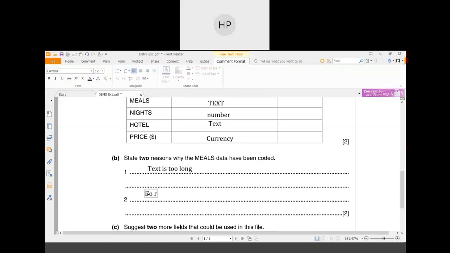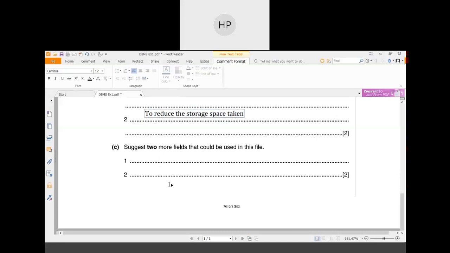Yes, sir. Okay, to reduce the storage space taken. We have 2 reasons. The text is too long, so to prevent the time taken to enter date values, and to reduce the storage space taken by these values. So we have 2 reasons, right?